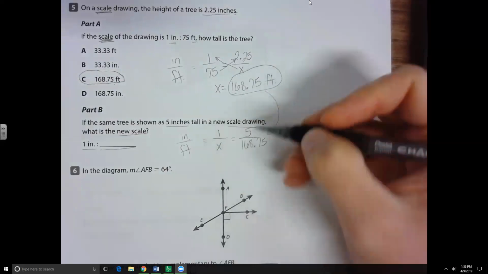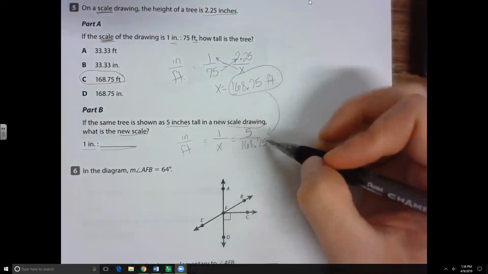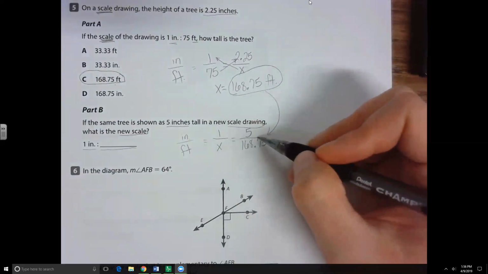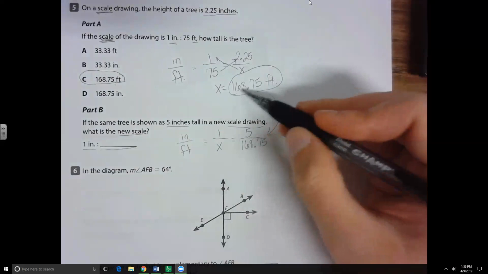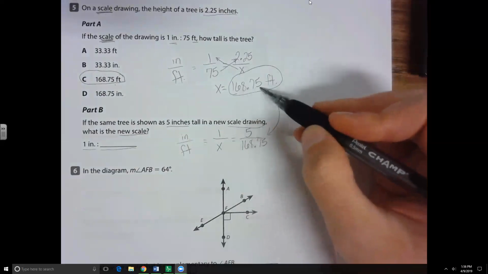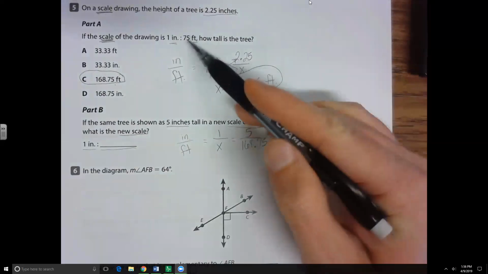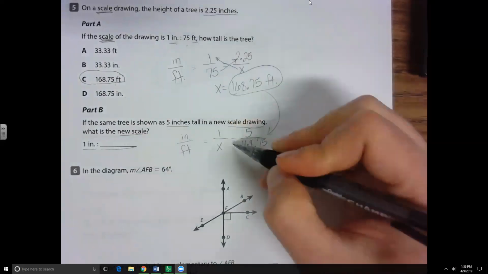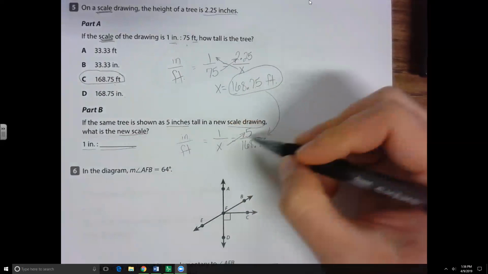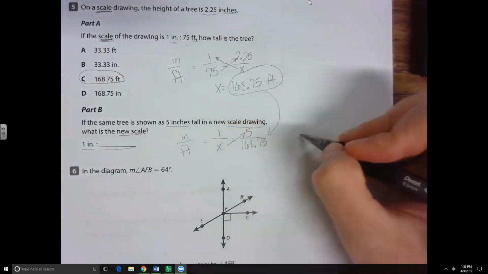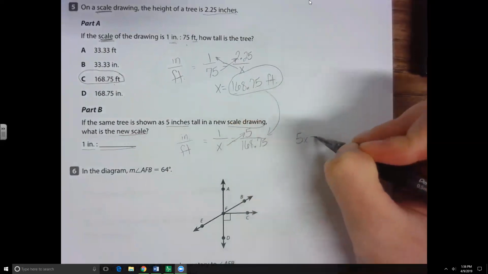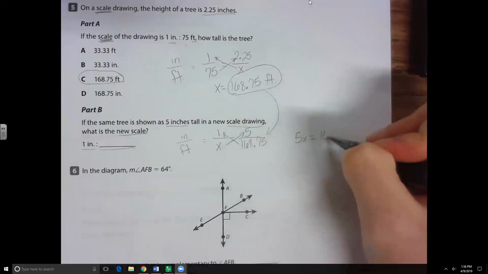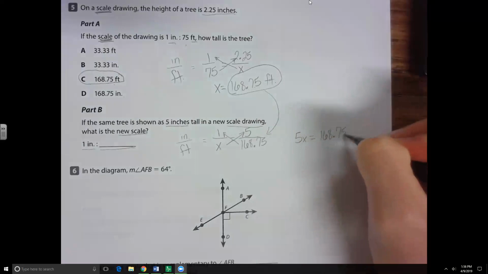That tree is not going to change sizes no matter whatever scale I use. If I go measure that tree outside, it's still going to be 168 and 75/100 feet tall, no matter if I'm using this scale or a new one that I'm going to create here. So you do the same thing and cross multiply. 5 times x is 5x. And then 168 and 75/100 times 1 is 168 and 75/100.